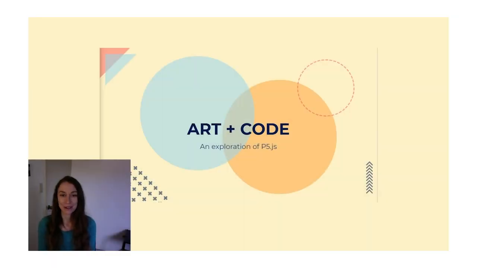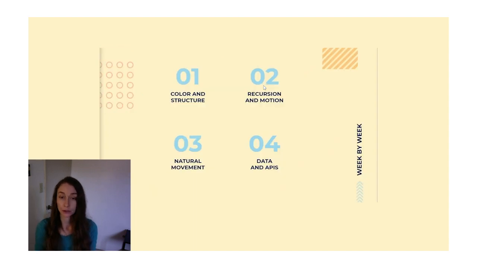Hey, welcome to week 3 of Art and Code. You made it through the first 2 weeks, and now we're kind of on the downhill slope, so halfway through. This week, we're going to be exploring natural movement, which essentially means we're going to be looking at sine and cosine and also Perlin noise.